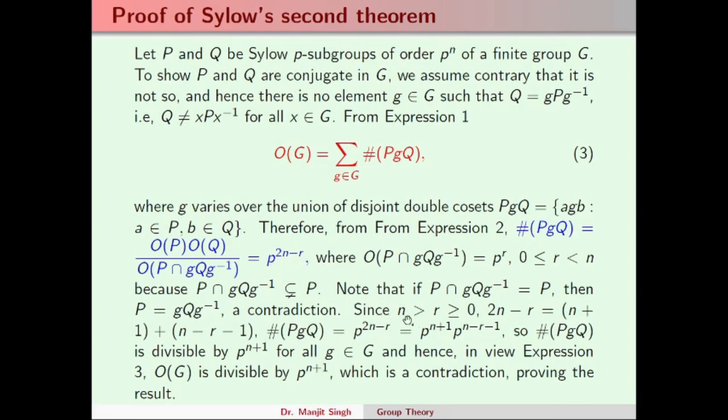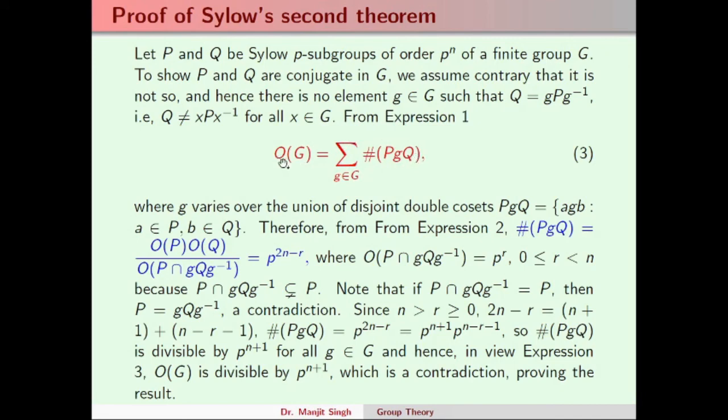Now from here, n is greater than r, and r is greater than or equal to 0, so 2n minus r can be written as n plus 1 plus n minus r minus 1 in this way. And therefore the number of elements in this double coset can be written as p raised to power n plus 1 into p raised to power n minus r minus 1. So you see that each double coset is divisible by p raised to power n plus 1.